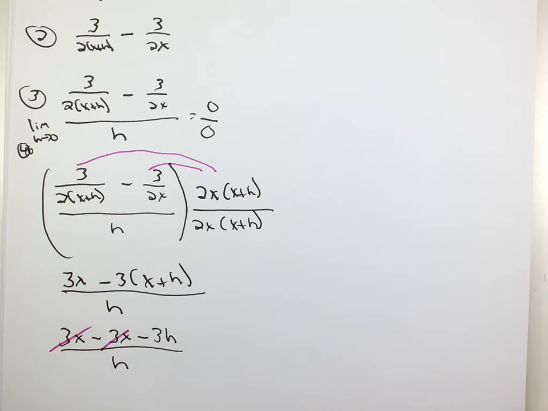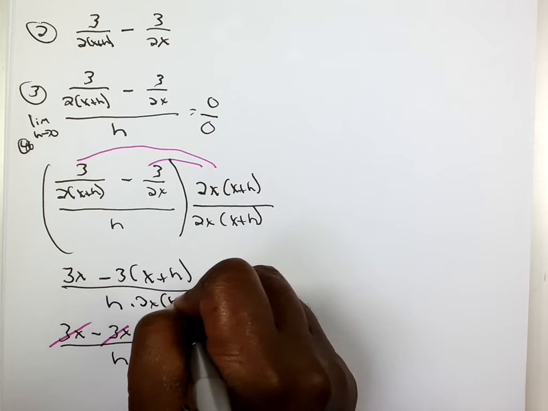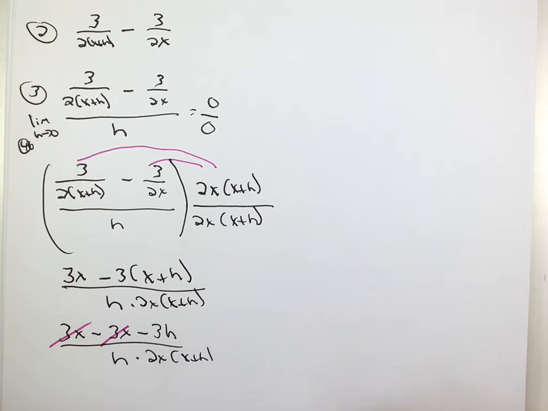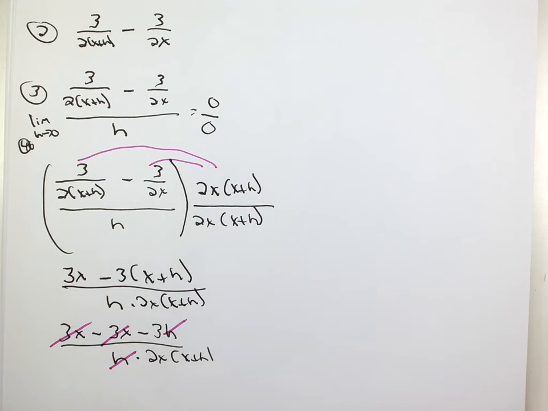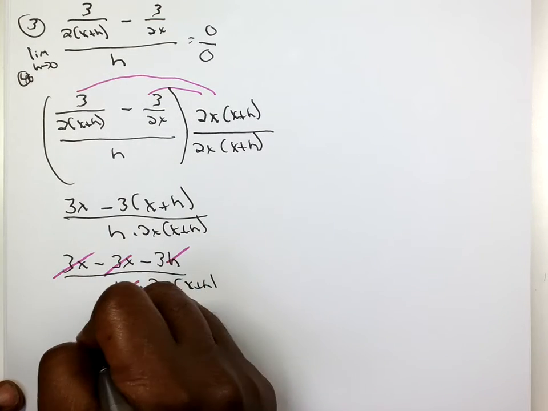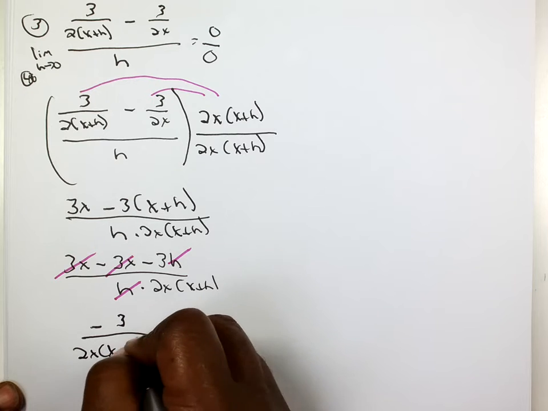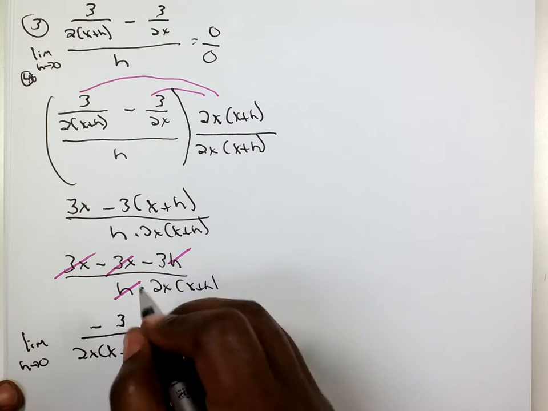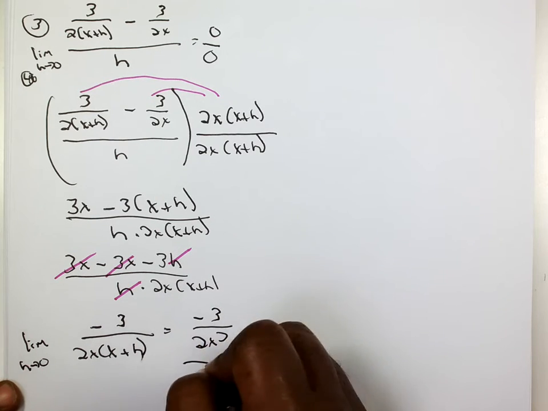Oh, sorry, it's not over h. It's over h times 2x times (x plus h). My fault. And then the h here cancels with that h. So my final is negative 3 over 2x times (x plus h). Now, when I take the limit as h goes to 0, I get negative 3 over 2x squared.